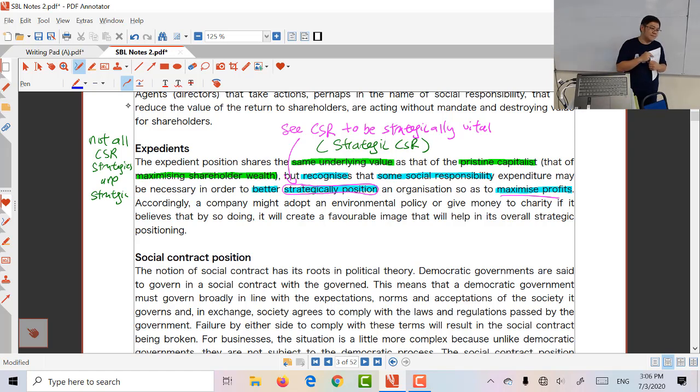Okay, think about this. Every year in March, I get all the ACCA students to get involved in this tax return week.